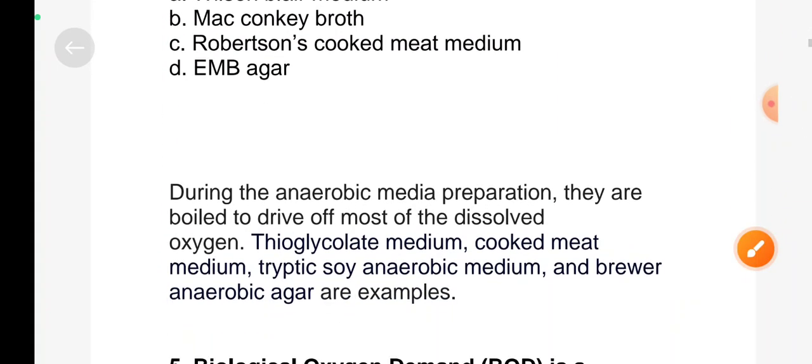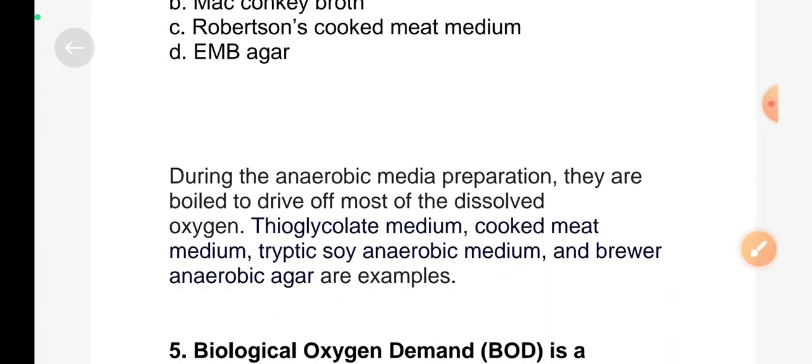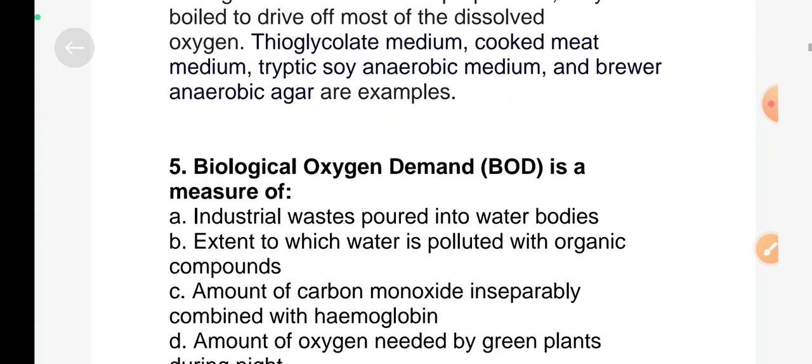During anaerobic medium preparation, the medium is boiled to drive off most of the dissolved oxygen. Thioglycolate medium, cooked meat medium, tryptic soy anaerobic medium and Brewer anaerobic agar are examples.